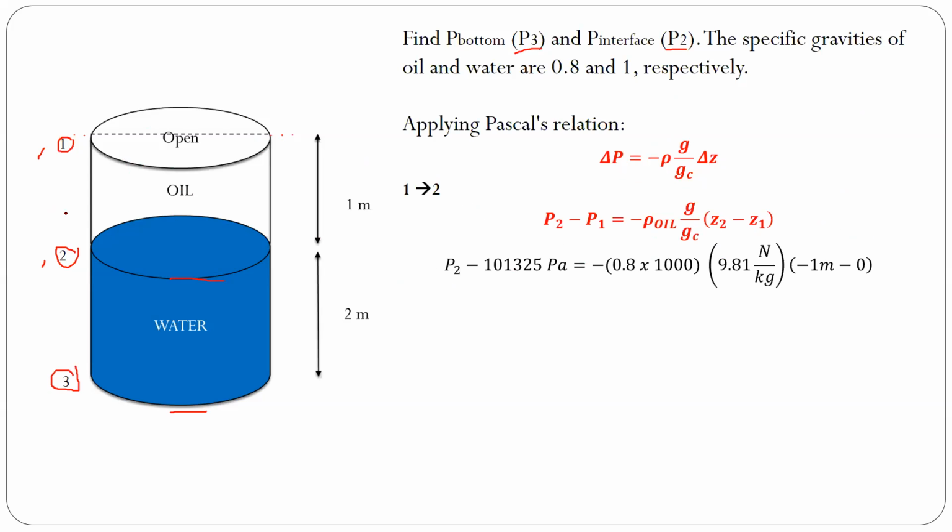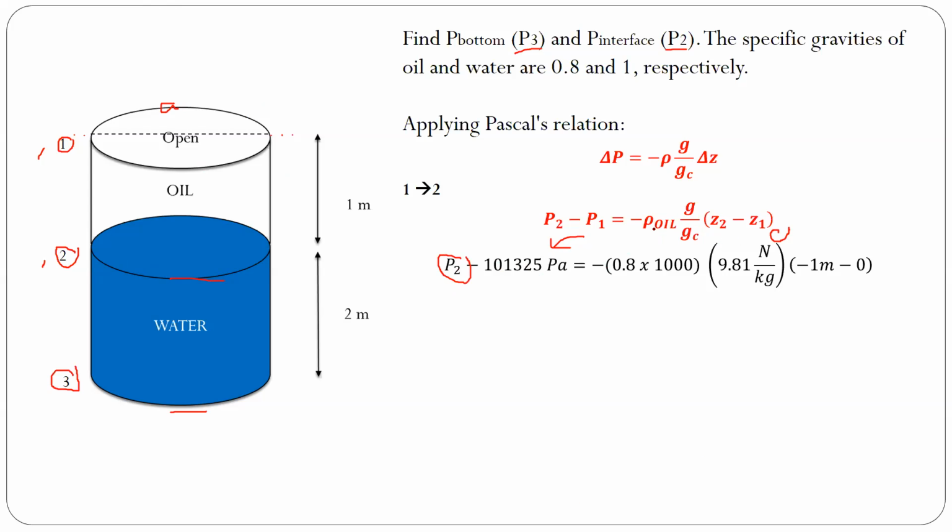Substituting P2, that is the pressure at the interface. So this is what we need to find. P1 is what? 101.325 kPa because it's atmospheric, since it is open to the atmosphere. Alright?